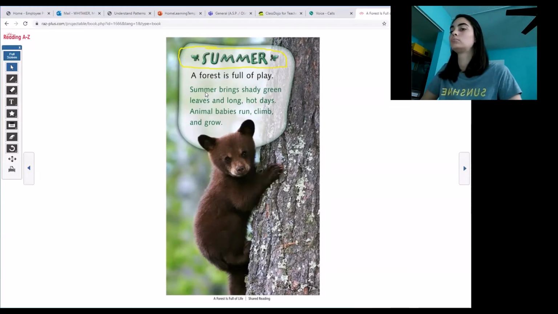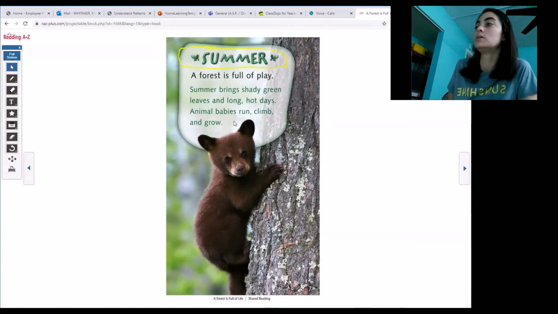So if I'm looking, I can find the noun and the adjective, the word that describes that noun. So summer, thing, brings shady green leaves. I know leaves are things. What kind of leaves? Shady and green. We have two adjectives that describe leaves. Remember, it's in front of it, not always, but usually. And then long, hot days. What kind of days? They're long and hot. Animal babies run, climb, and grow. What kind of babies? Animal babies. And what do they do? That's their verb. They run, they climb, and they grow.